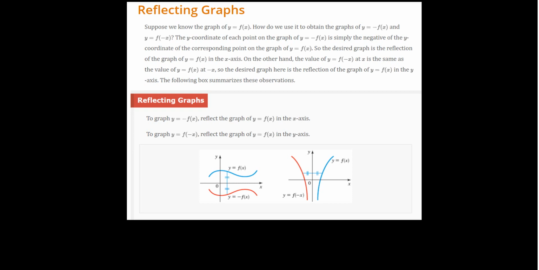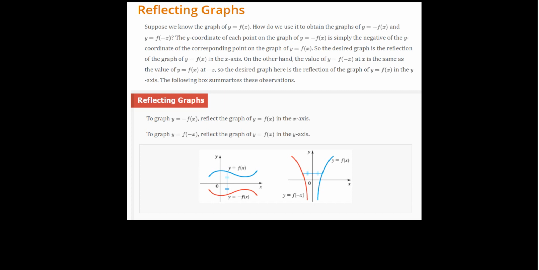So suppose we know the graph of y is equal to f of x. How do we use it to obtain the graph of y is equal to negative f of x and y is equal to f of negative x? In this equation, we're taking the negative of a function. And in this equation, we're taking the negative of the variable. So the y-coordinate of each point on the graph of y is equal to negative f of x is simply the negative of the y-coordinate of the corresponding point on the graph of y is equal to f of x.